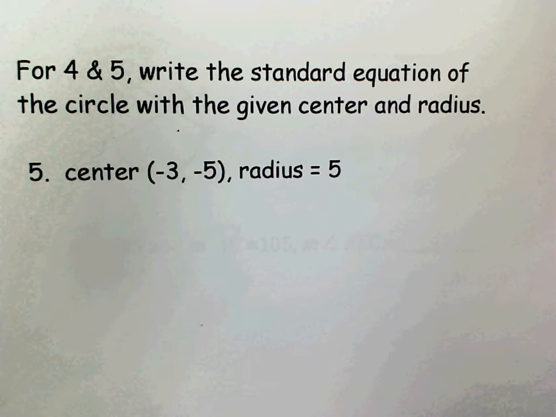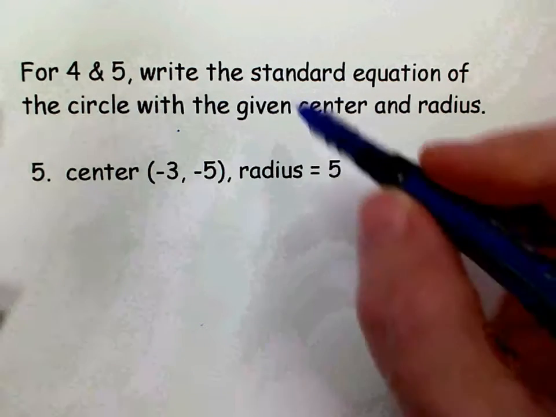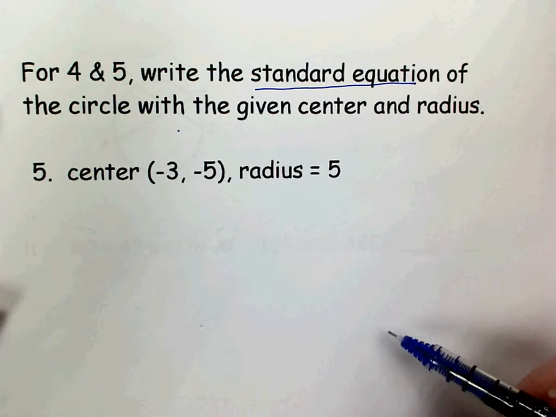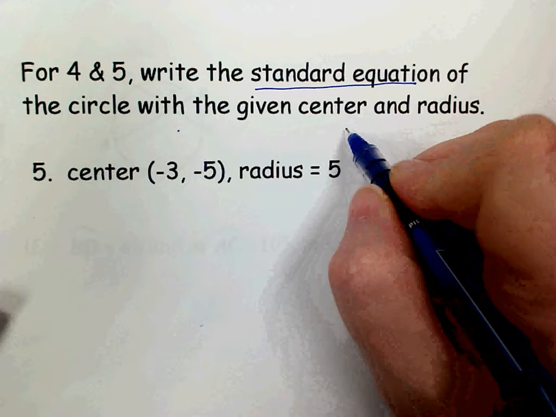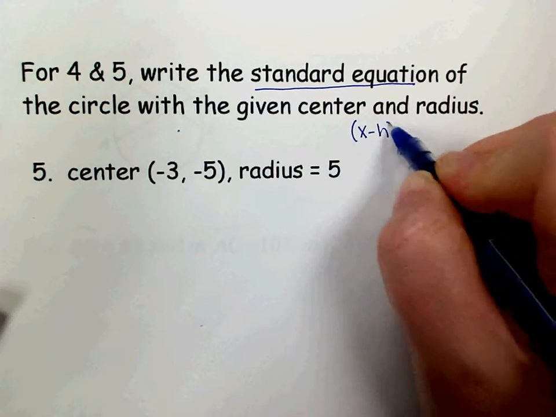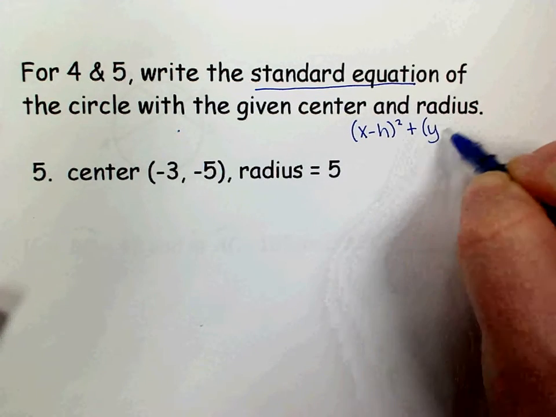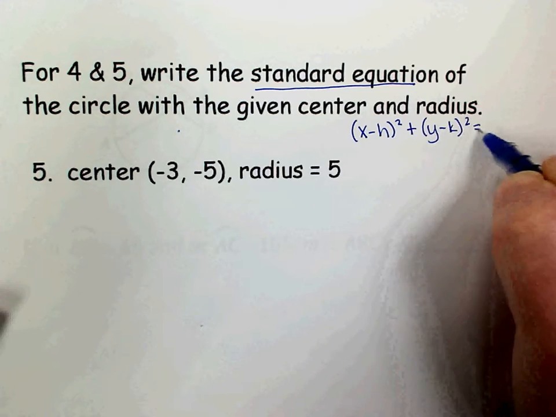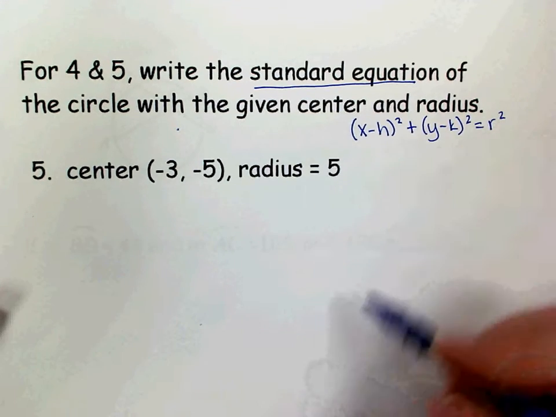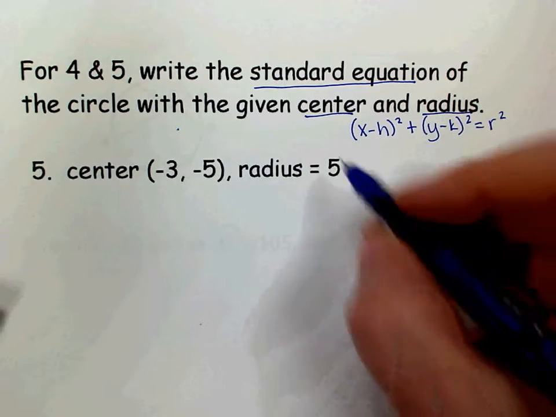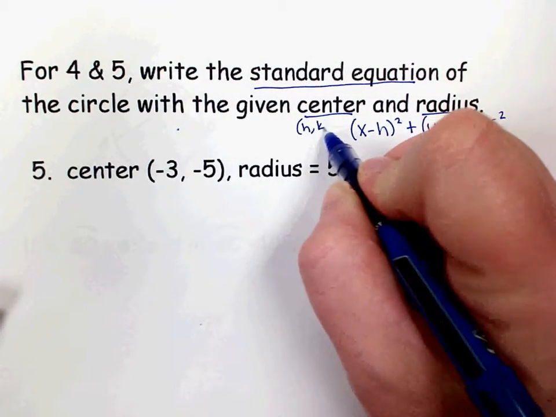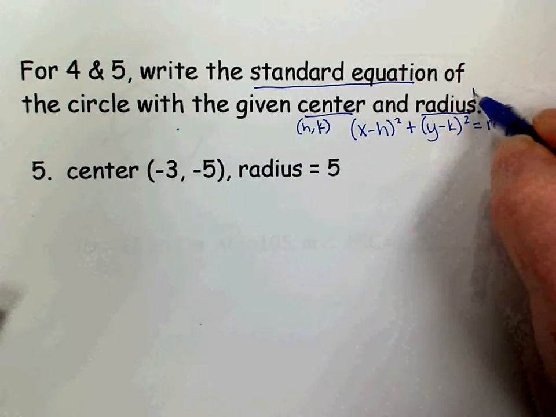For numbers 4 and 5, you're writing the standard equation of a circle with a given center and radius. So remember, the standard form is where you have x minus h squared plus y minus k squared equals r squared. So you have to know these two things in order to write the standard form. The center is the point (h, k), and the radius is your r.